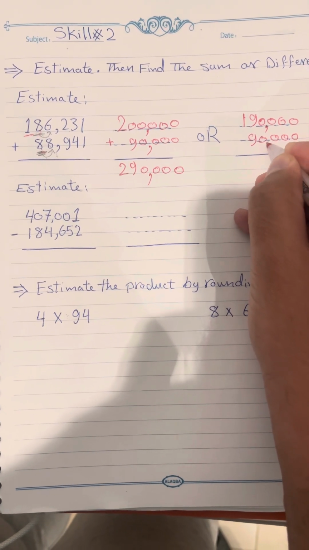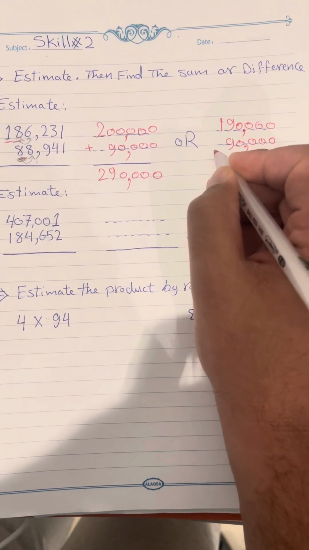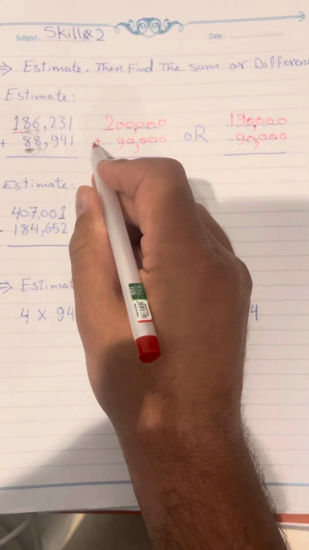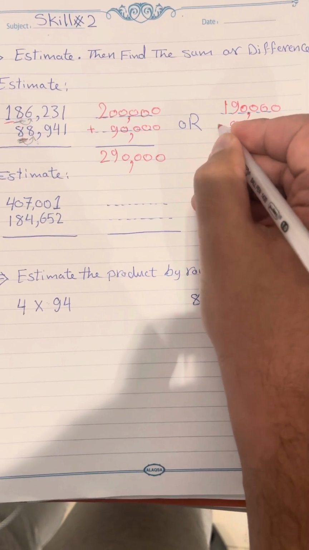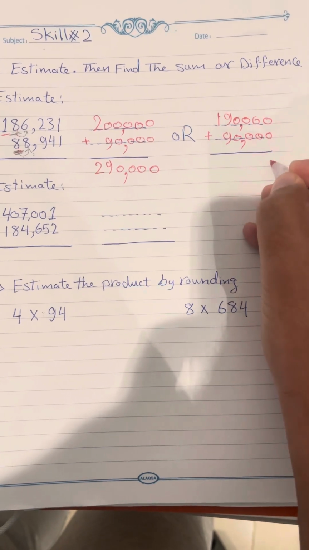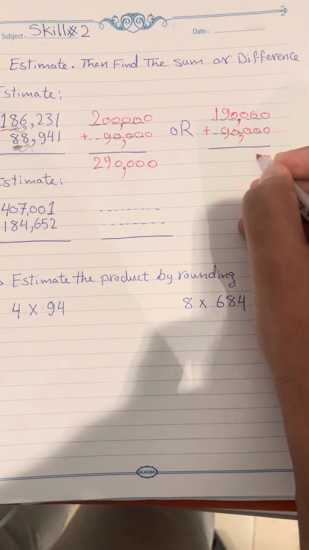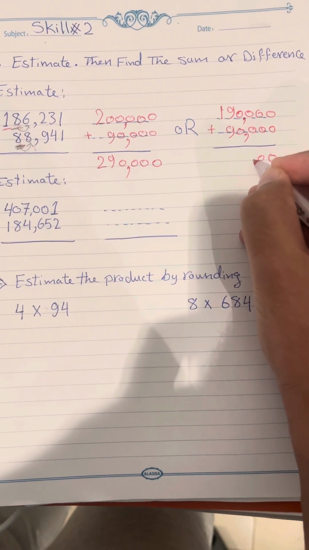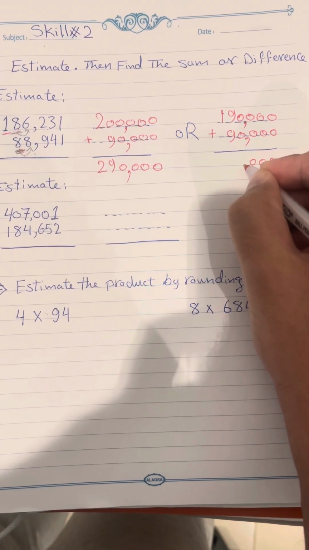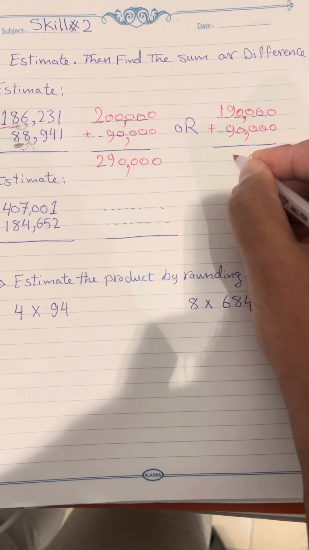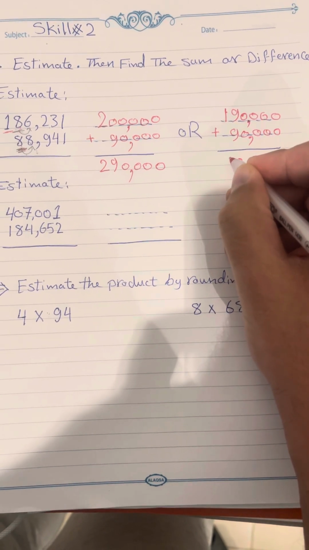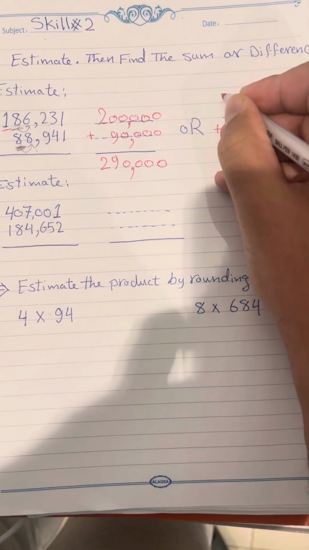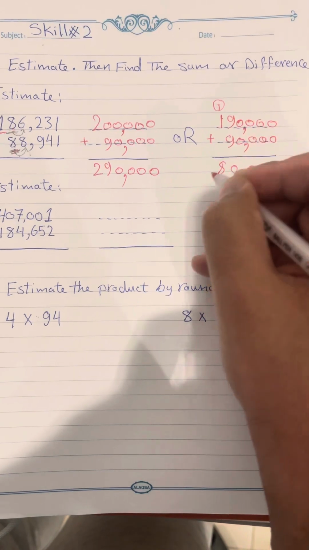And here's a comma. But in this one, I'm just adding. Do not forget this. So here is 0, here is 0, here is 0, comma, 0. 9 plus 9, 18, 8, carry up 1. 1 plus 1, 2.